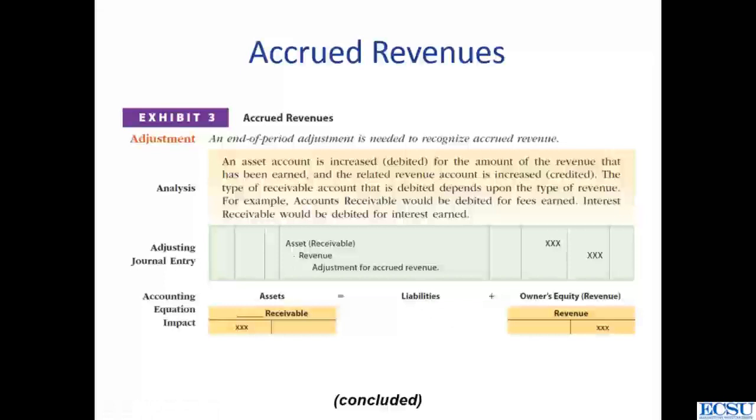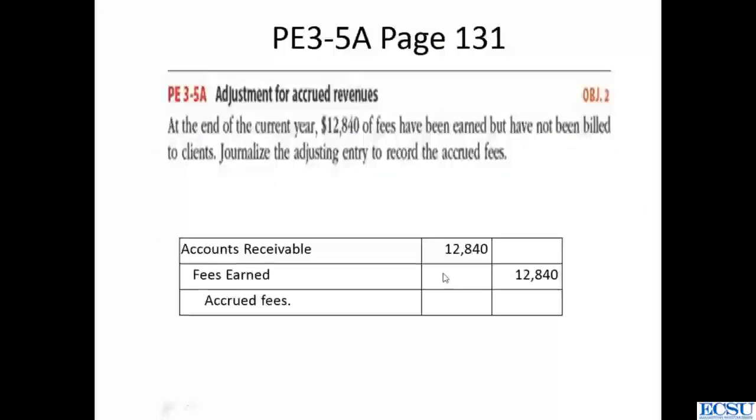An asset account is created because I have to receive that money. So in future, I'll be receiving that money, and that is why we'll be debiting the receivable account and crediting the revenue account. And now the accounts receivable, interest receivable, dividend receivable, whatever is the revenue that has been earned and accrued, that is the account that we'll be using.